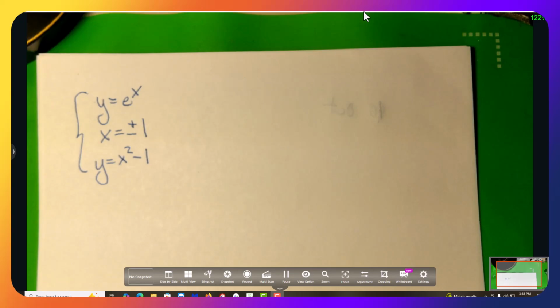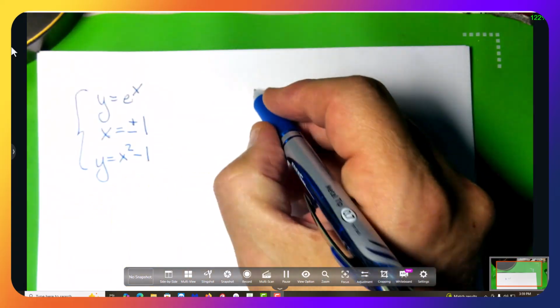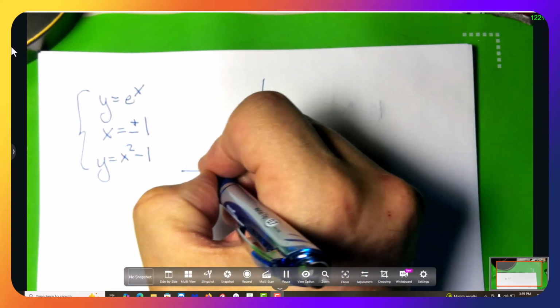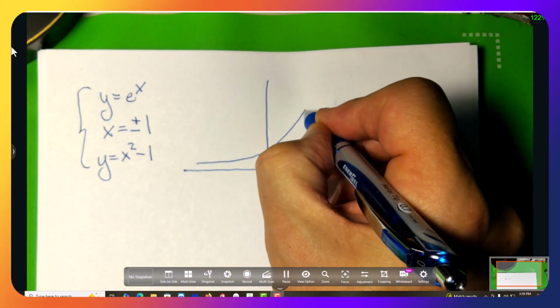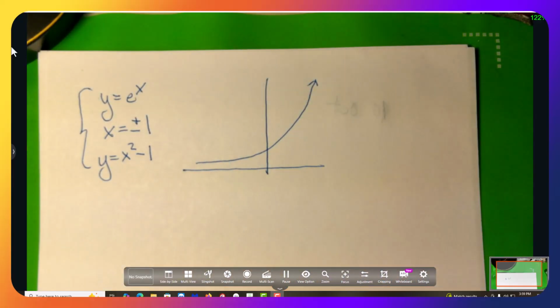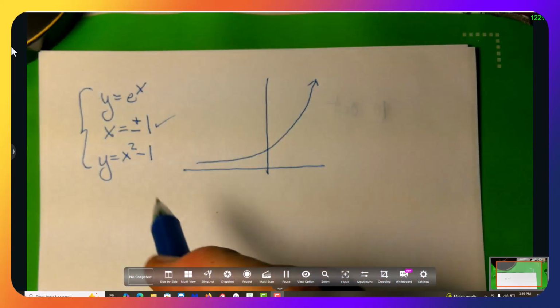All right, I received a request from a student, and I'm going to do this a little bit differently. So the region is bounded by the function y equals e to the x, and if you think about that function, it's an exponential growth because the base is positive and bigger than 1. We have two vertical lines, so I'm going to save that for last.